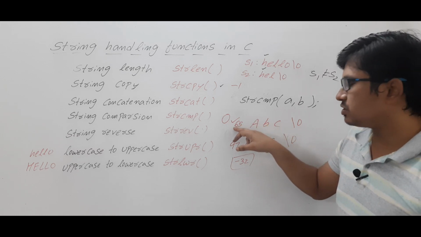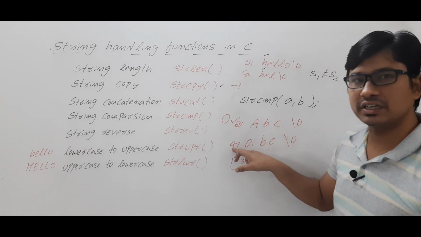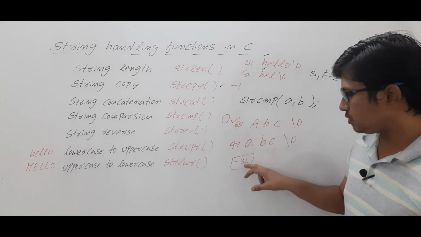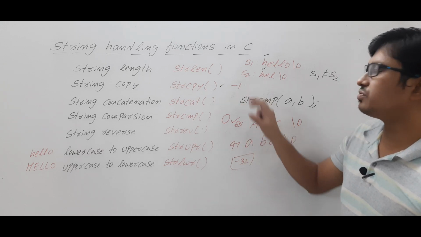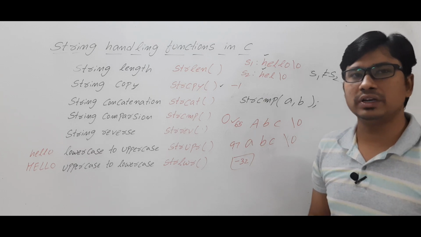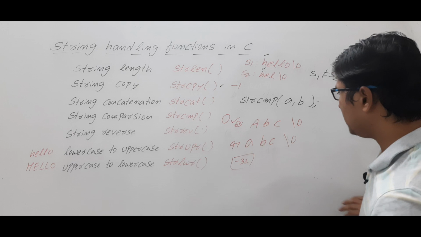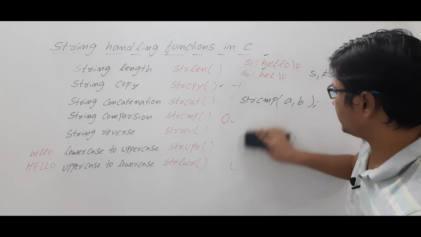The ASCII value of this one is 65. The ASCII value of string 2, which is small a, is 97. So if you do the difference, you will get minus 32. So this function will return minus 1. Then you can say that string 2 is greater than string 1. Let me discuss a counter example for this one.